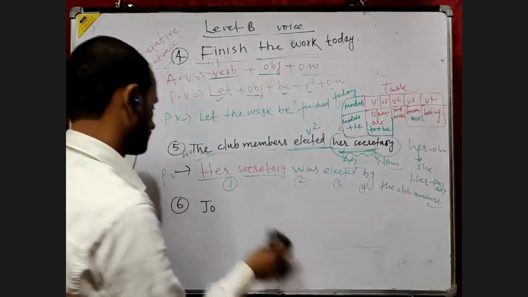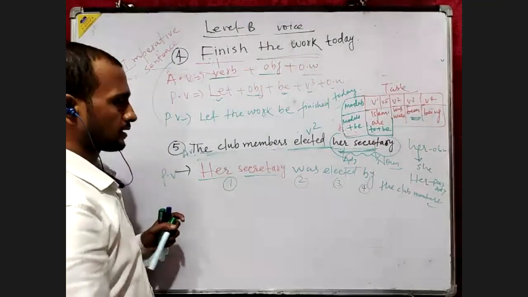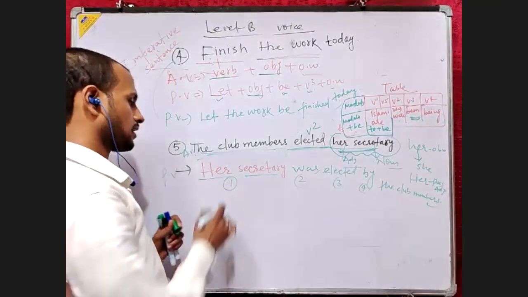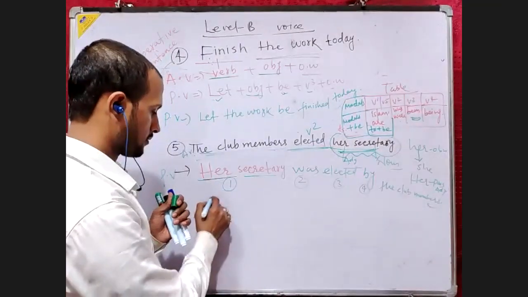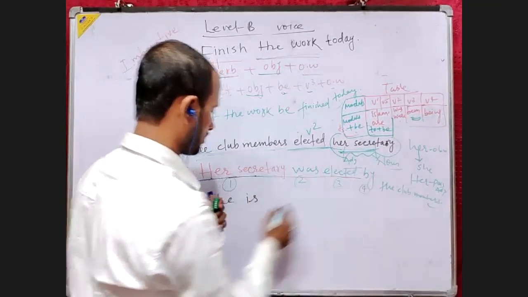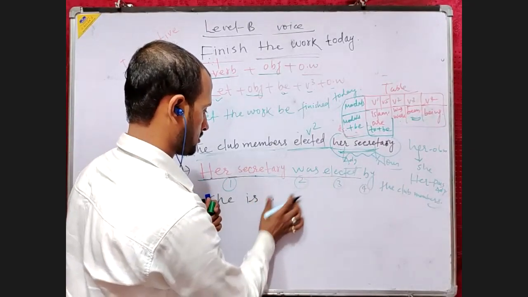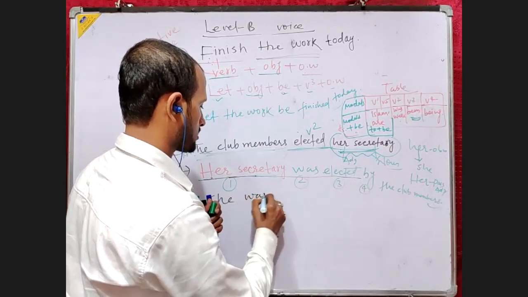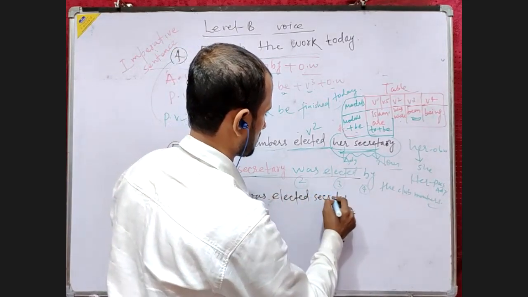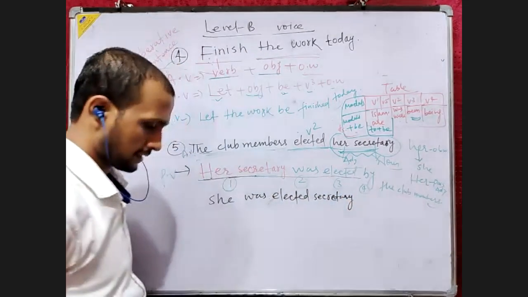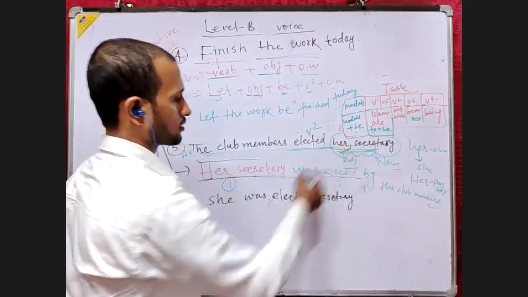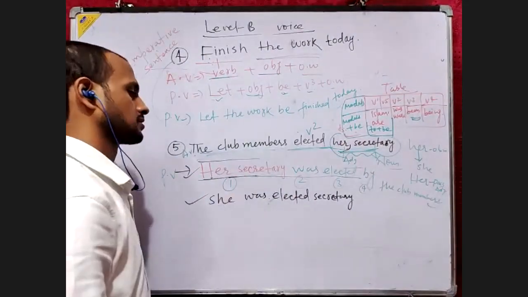Just look here. Her secretary was elected by the club members. Sir, is it correct? Listen. It can be changed in two ways. Her, you may write here, she is, her secretary was selected. You have to change all of it with she. Sorry, sir, I wrote she was elected secretary. Sir, I accidentally crossed it and wrote was elected secretary by the club members. Listen here. It means, sir, both are correct. Yes, it is also correct and it is also correct.